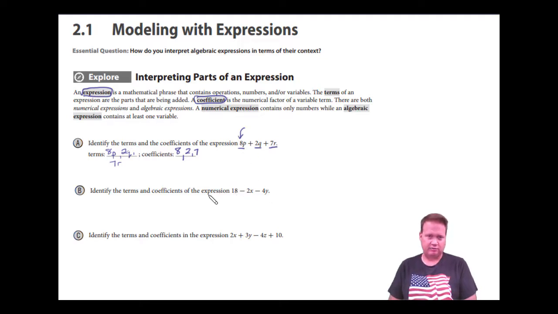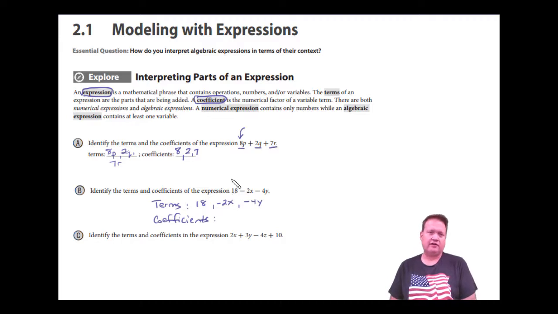Let's take a look at this expression. This has terms and it has coefficients. The terms are all the things that are separated by the pluses or the minuses. So one term is 18. One term is this negative 2x. Notice we're going to keep that minus sign there. And one other term would be the negative 4y. So this is a term, this is a term, and 18 is a term.